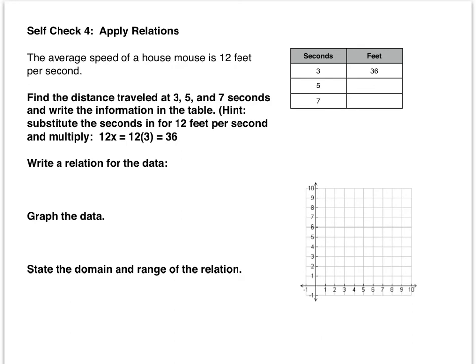I did the first one for you. 12x equals 12 times 3 seconds, which equals 36. You need to complete the table for 5 and 7 seconds. Then you're going to write a relation for the data, graph the data, and state the domain and range of the relation.